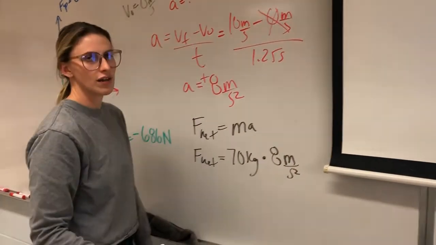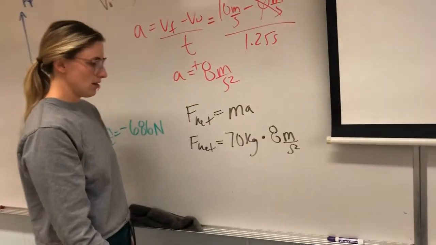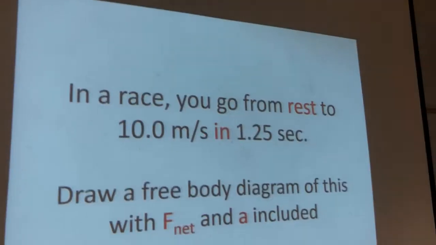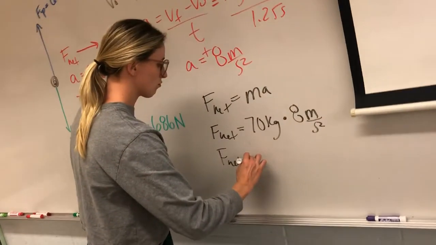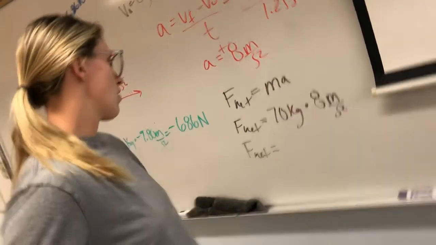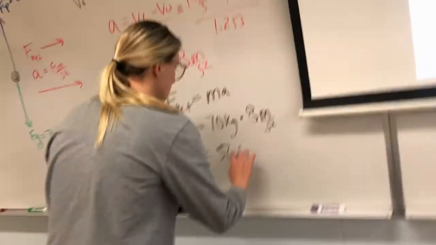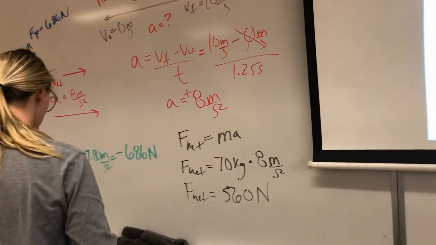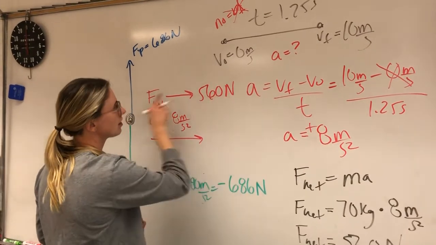How come we're not using negative 9.8? Because it's not down, it's not the weight. It's the acceleration of a runner here. Nothing's falling here. We're running. So I've got 70 times 8, that's going to be 560 newtons. So we know our net force is going to be 560 newtons this way.